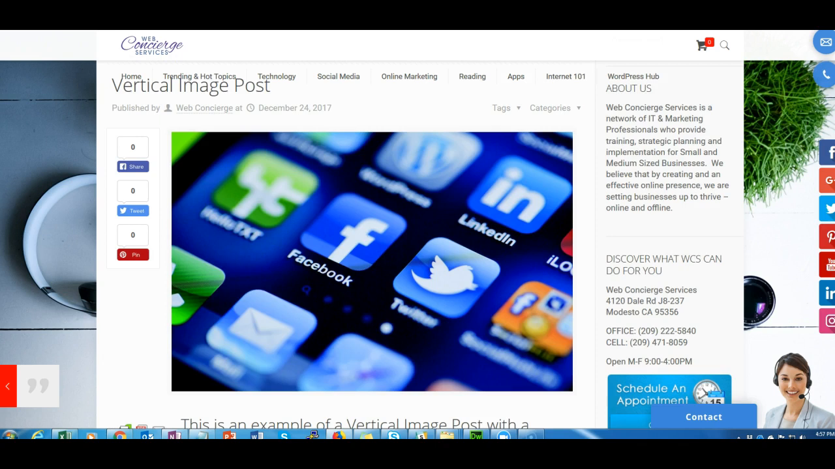Okay, so this is interesting. Now I have the appropriate size image, but I have it designated as a vertical image post, and you can see that the image is actually quite large. It is probably 1200 by 800.